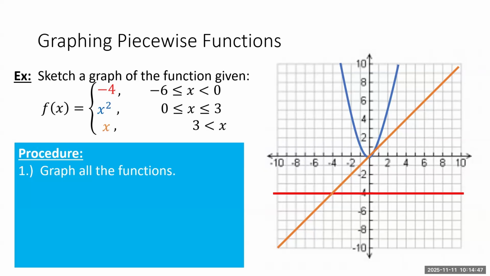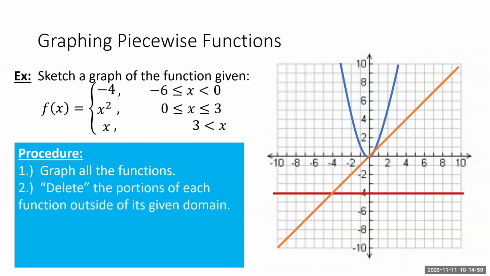But now what we need to do is the second part of our procedure, which is to delete the portions of each function outside of its given domain. So we're going to start with −4, formula 1. Its domain is supposed to be from −6 to 0.